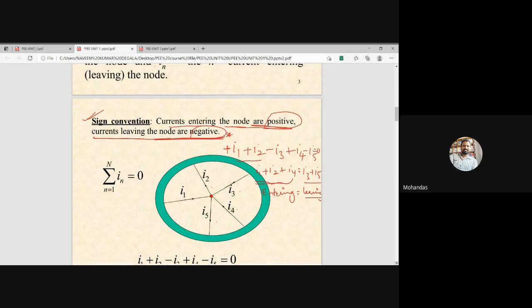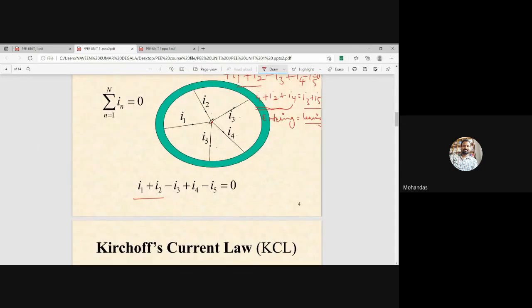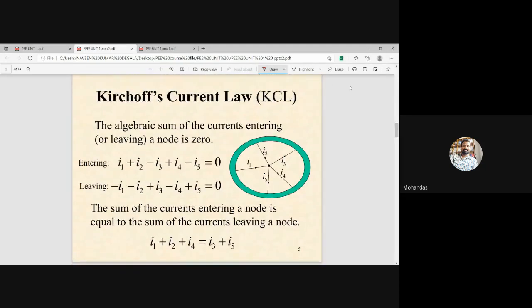That is the statement. So here you have written I1 plus I2 minus I3. I1 is an entering current, so plus I1; I2 is an entering current, so plus I2; I3 is a leaving current, so minus I3; and I4 is an entering current, so plus I4. Next, I5 is which current? Leaving current, so minus. So for a given circuit you should be able to write a particular KCL equation at a node. So this is about the KCL.